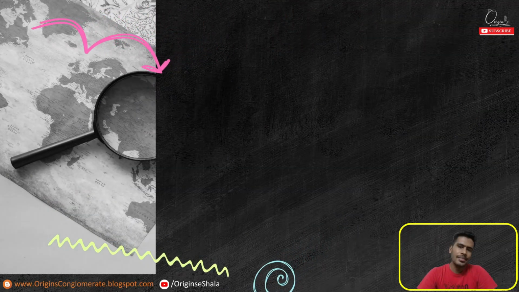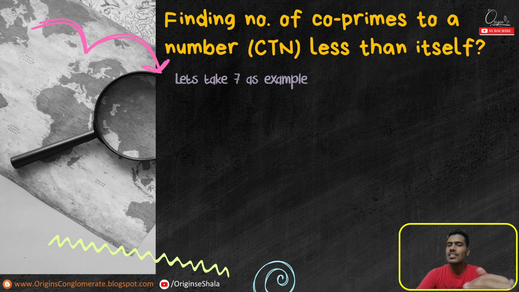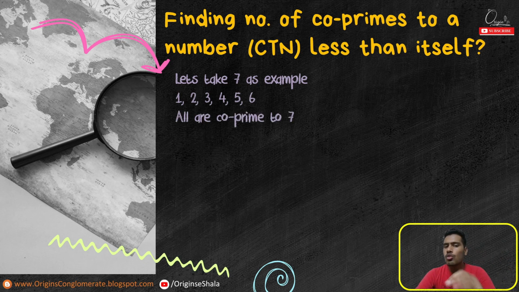So with that said, this time around, let's try to find the number of co-primes to a number less than itself, because obviously if you count the number of co-primes greater than itself, it can go up to infinity. There can be n number of terms, which is why we are interested in the co-primes which are less than the number itself. So let's take 7 as an example to make the concept clearer. In case of 7, the numbers smaller than 7 are these, and all are co-prime to 7 because none of them have a factor in common with 7.